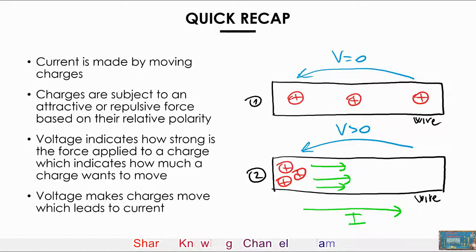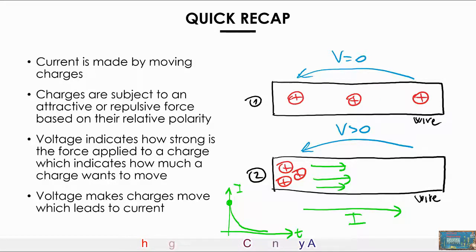The current that will develop in scenario number two will only exist for a short amount of time. At first, the current will be rather high because these charges really don't enjoy staying close to each other, so they will sprint to the right. But eventually, the current will go down to zero. And at the end, after a long amount of time, scenario number two will look just like scenario number one, where charges are in the minimum energy state, uniformly distributed across the wire.